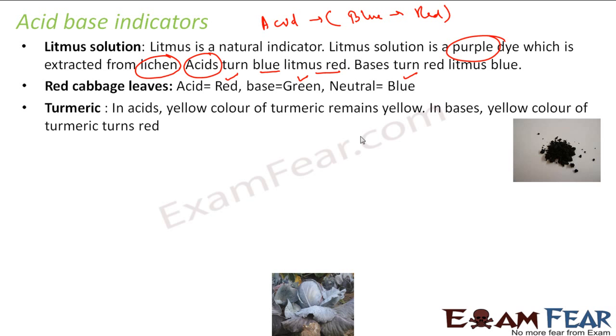Turmeric is another one. It is a yellow color, right? It remains yellow. If you put acid also, it remains yellow. In base, it turns red. So if you see these two, litmus is a reverse kind of indicator where if it is acid, it turns blue to red, and if it is a base, it turns red to blue. But turmeric is not like this. Turmeric is yellow, you put acid, it has no impact. But the moment you put base, it becomes red.